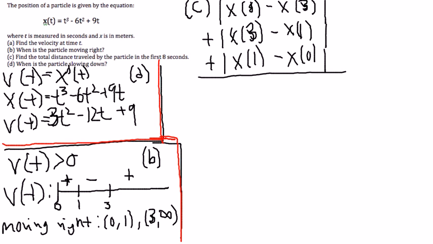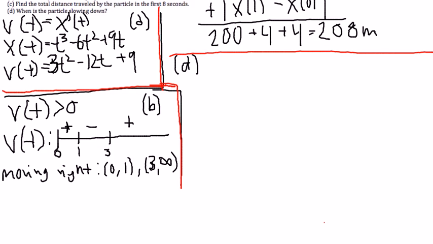So once we plug each of these into our calculators, we see that for the first one we get 200, for the second one we get 4, and for the third one we get 4 as well. So we see that our answer is the particle has traveled 208 meters in the first 8 seconds. Part D asks, when is the particle slowing down?